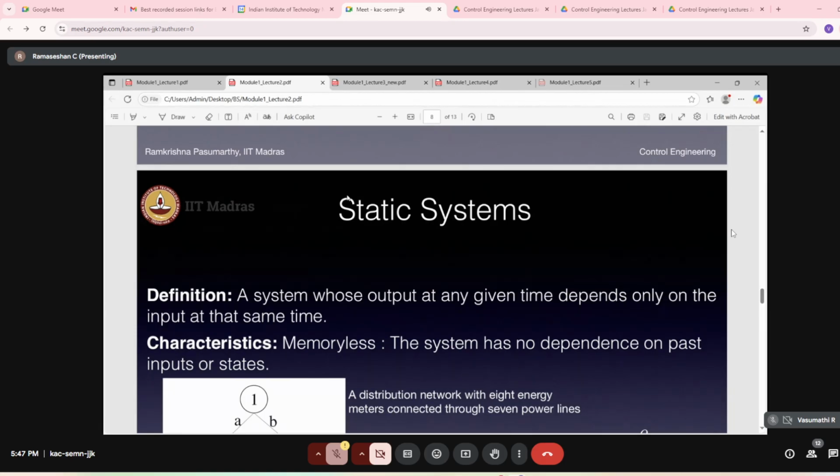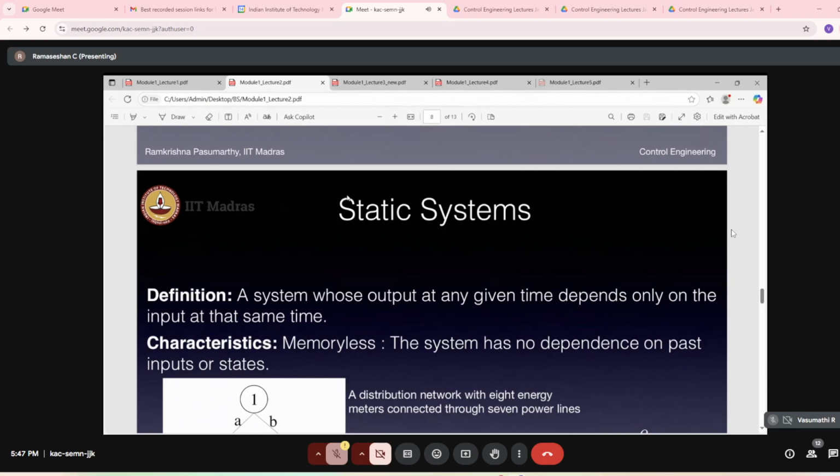And the amount of differentiation that you have determines the order of the dynamical system. If you have only q of t and dq by dt, then it is a first order system. If you have an RLC circuit, then you have di by dt, which is d square q by dt square, so that's a second order dynamical system.